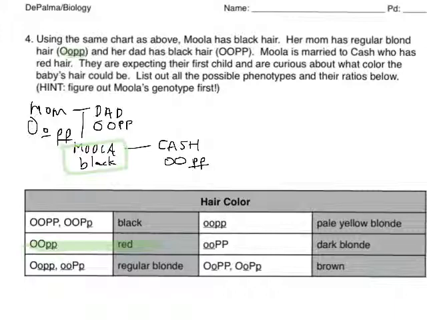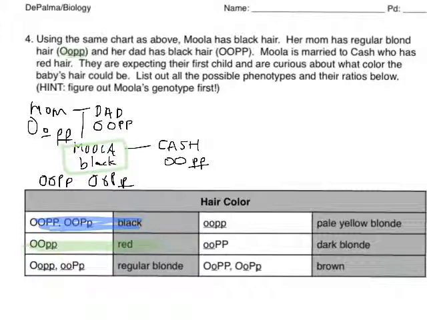So coming down here to the chart again, we know that Moolah is going to have two possibilities for her genotype, because there's two possible genotypes for black hair. The first possibility is that she's all dominant, big O, big P, big P. The second possibility is that she's big O, big P, little p. The only difference between those two genotypes is the last P. She gets one dominant or one recessive P.